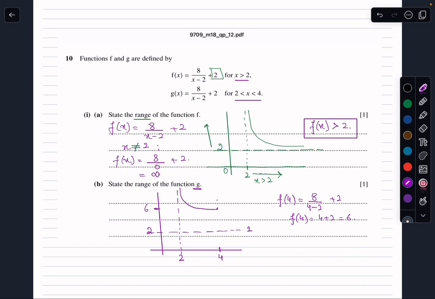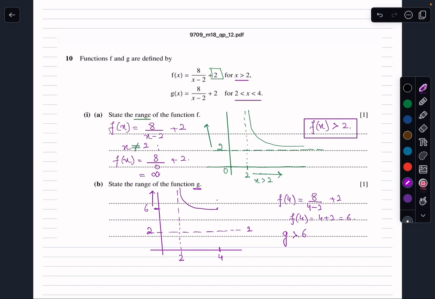So what do I notice about the function? For this curve, I have the range of g, and the range of g says that it should be the values of y just greater than 6, because the inequality given to us says 2 less than x less than 4. So 6 should have just the greater than sign, not the equal to. So the range of g is greater than 6. That is going to be the final answer.